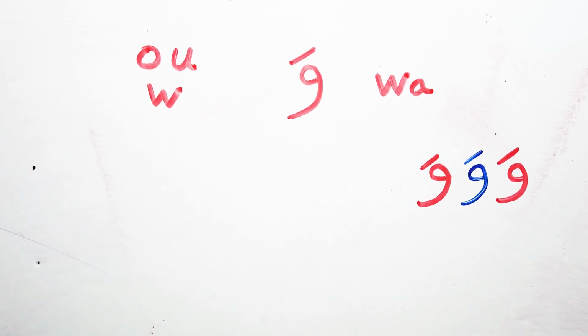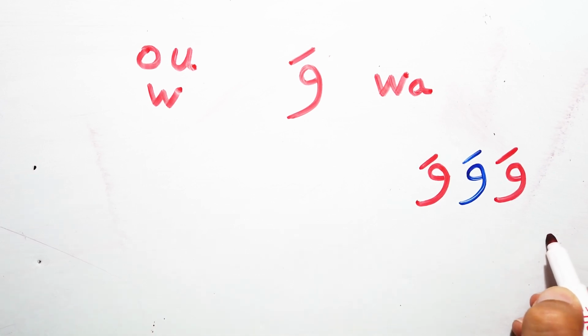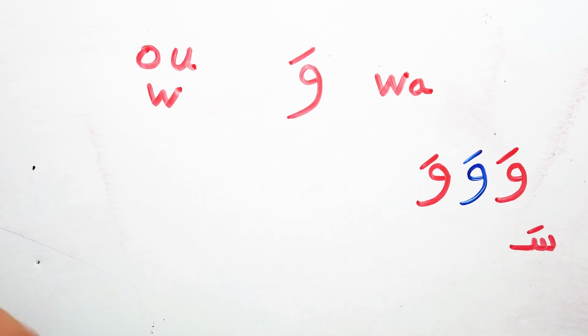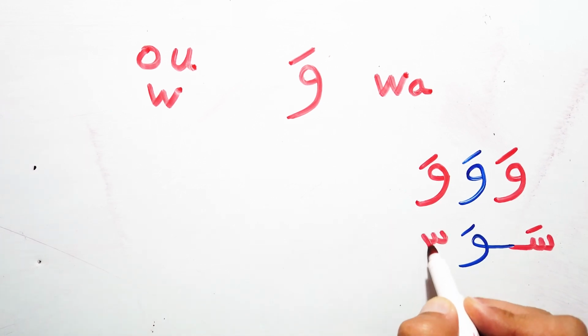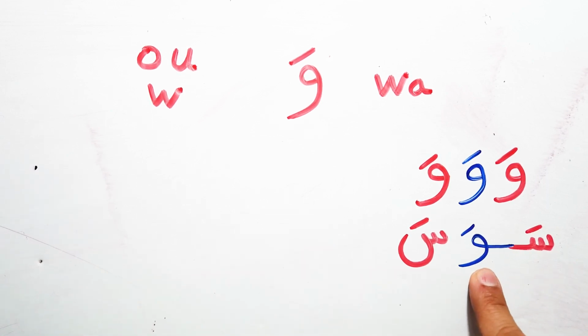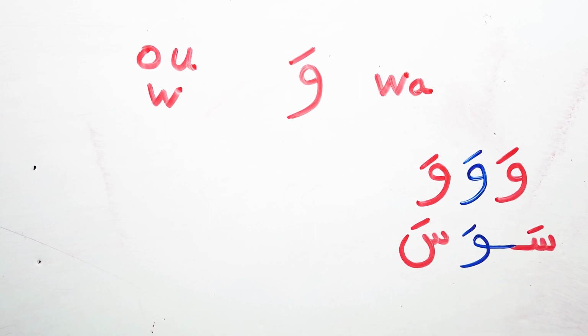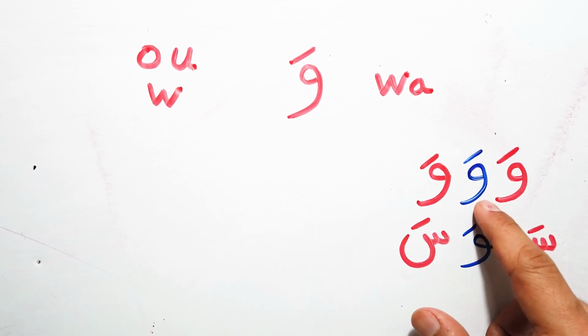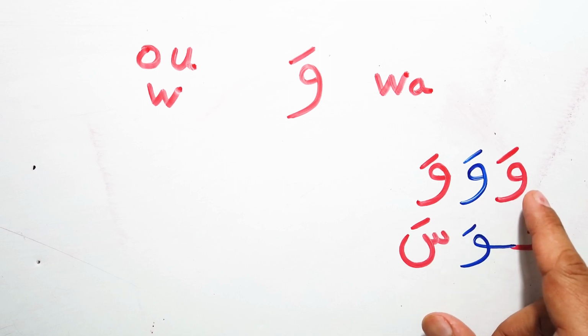Let's write sa, wa, sa. Sa in the beginning, wa in the middle, sawa, sa in the end. Let's read sa, wa, sa. So the shape of wa in the middle of the word can be like this when the previous letter is a normal letter, and it can be like this when the previous letter is a refusal letter.